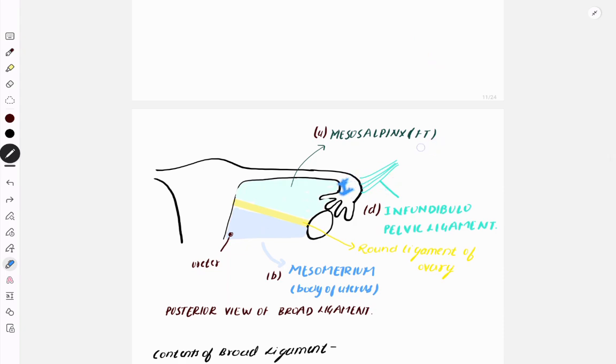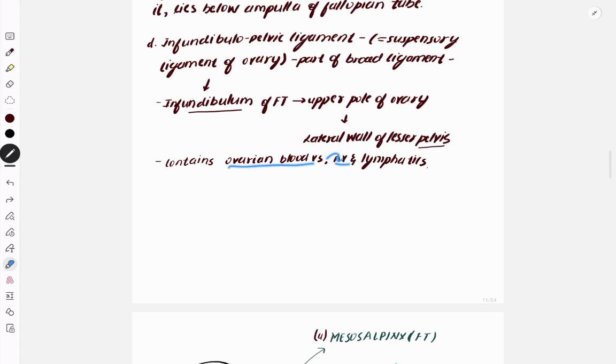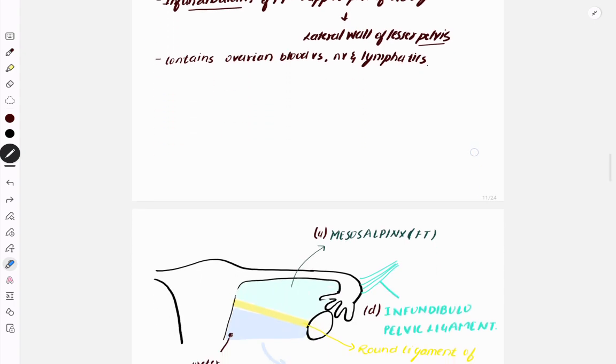So this is the infundibulum of fallopian tube, and if this is a lateral pelvic wall, so it basically attaches the infundibulum of the fallopian tube as well as the upper pole of the ovary to the lateral wall of the pelvis. So this is the infundibulopelvic ligament attached to the infundibulum as well as the upper pole of the ovary. And the importance of infundibulopelvic ligament is that in this ligament we will be having the ovarian vessels as well as the lymphatics as well as the nerves, whatever are present, they will be actually supplying to the ovary through this infundibulopelvic ligament itself. So the nerves, blood vessels as well as lymphatics of the ovary will enter the ovary through the infundibulopelvic ligament, and therefore this is also called as suspensory ligament of the ovary.